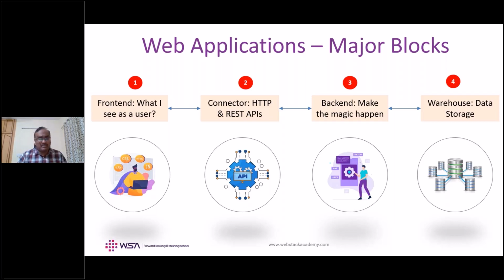Again, database has various varieties. If you ask me slightly from an engineering, technology perspective, it's not only about front end and back end. I would say front end, a connector which we call API, then the back end, and the database. It's actually 4 components that are required to build an entire web application.